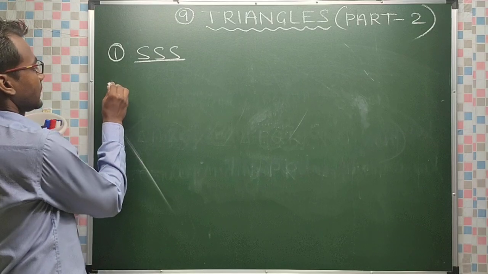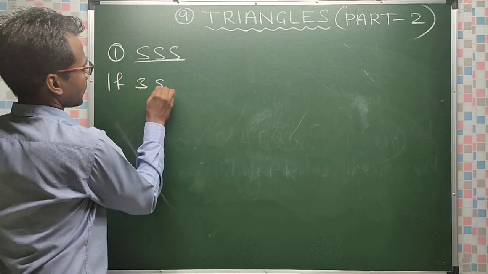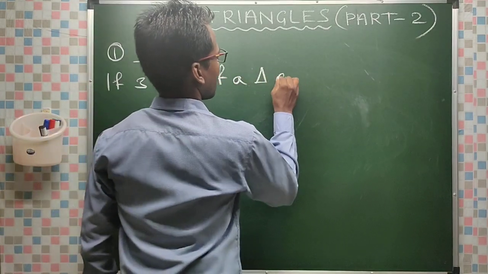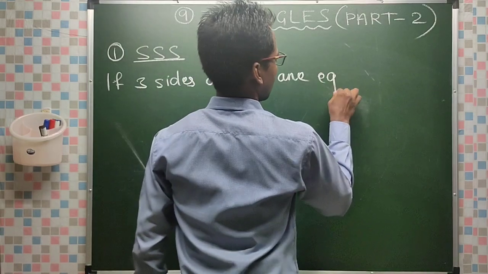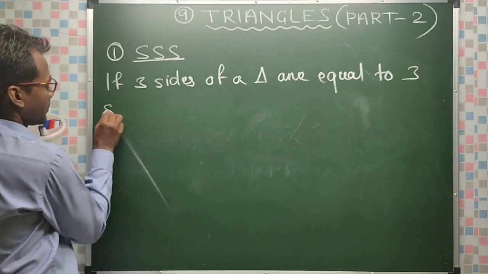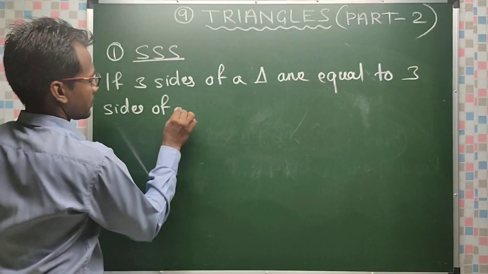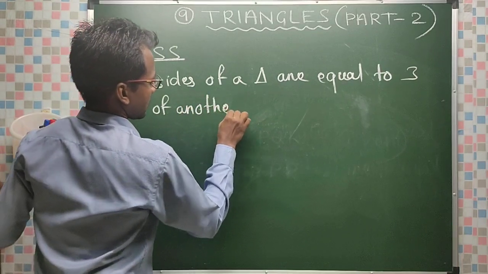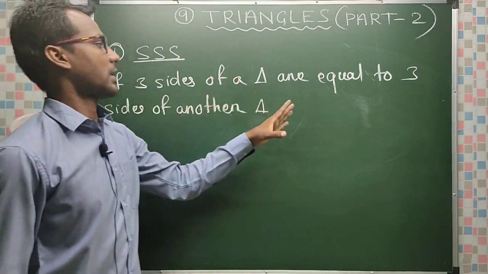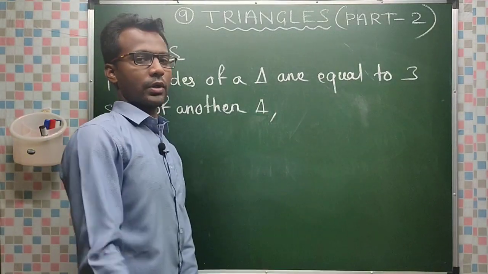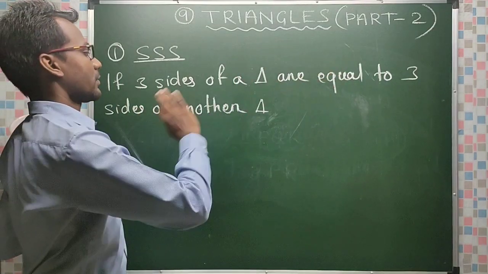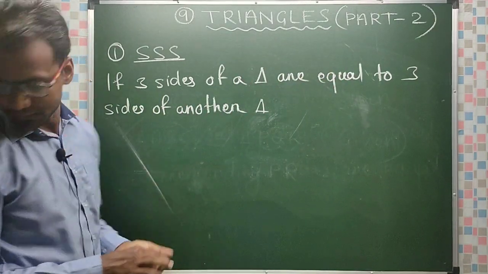It means if three sides of a triangle are equal to three sides of another triangle, then the two triangles are congruent. Remember this: if three sides of a triangle are equal to three sides of another triangle, then the two triangles are congruent.